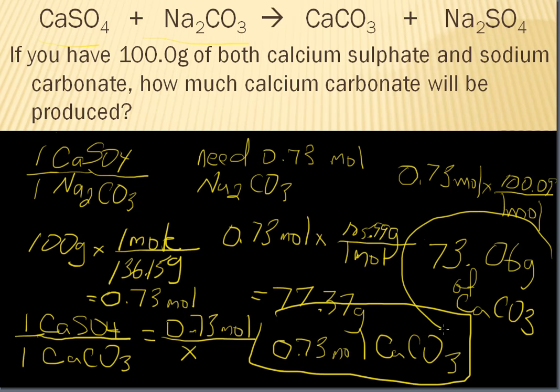So just a quick recap, because I'm almost out of time in my video here. We figured out which was our limiting reagent, then we used that to figure out how much calcium carbonate we would make.